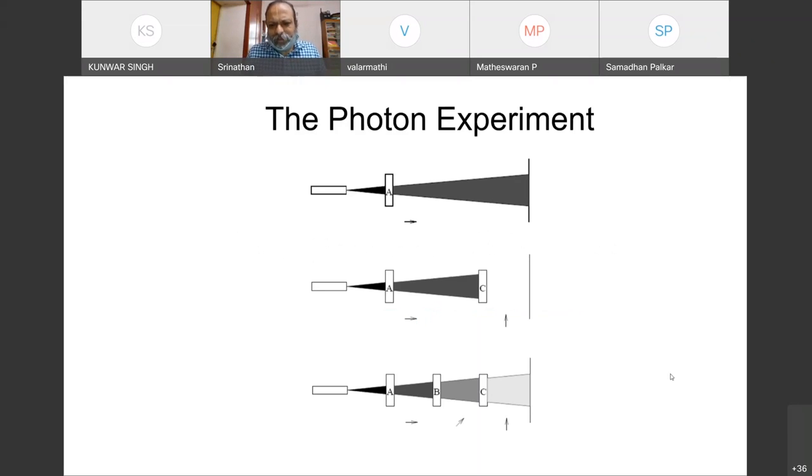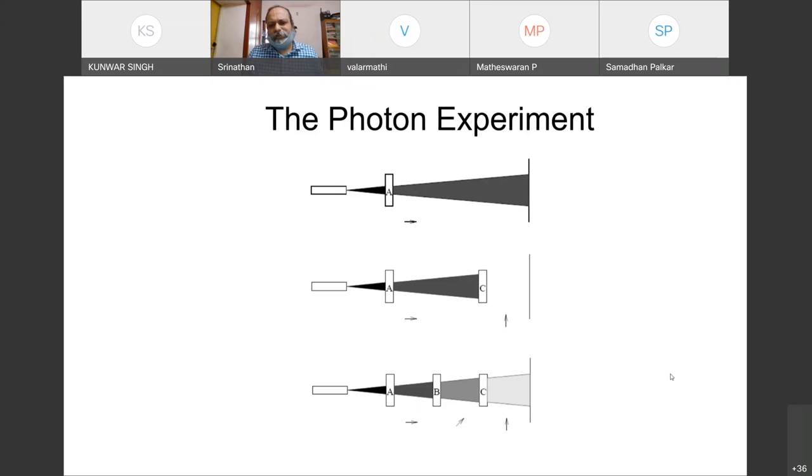The experiment is this: if you have a horizontal polarizer A, about 50% of the intensity of light is visible on the screen. So about 50% of photons pass through the horizontal polarizer. If you have a horizontal polarizer followed by a vertical polarizer, they observed that no photons pass through. Whereas if you have a horizontal polarizer followed by a 45 degree polarizer, then followed by a vertical polarizer, about 1/8 of the photons pass through. This is what people observed.